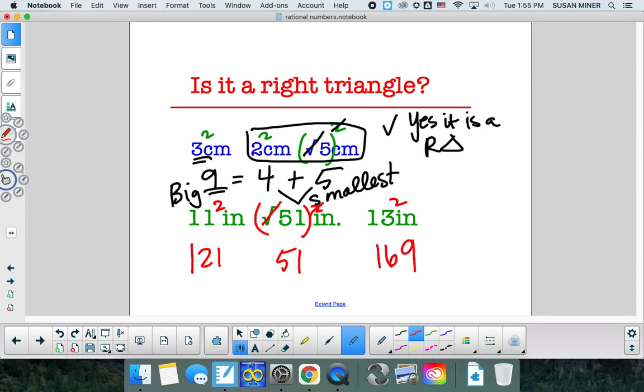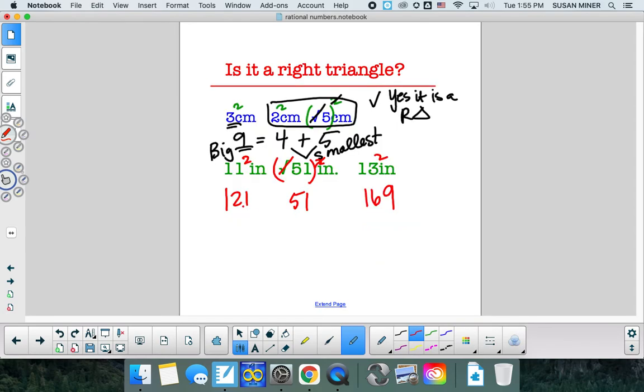I want to find my two smallest areas. Add them together. 121 plus 51. Does that equal 169? If it does, then I have a right triangle. So 121 plus 51 gives me 172. Does that equal 169? No. So this one is not a right triangle.